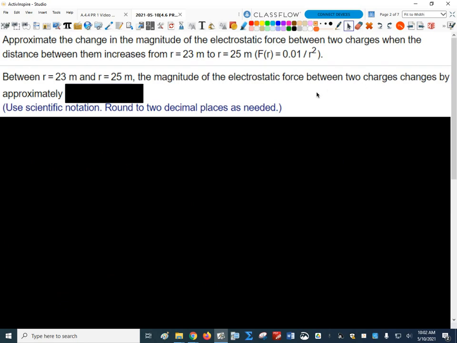And so let's start off by approximating the change in some force function acting between two charged particles. We're looking at the electrostatic forces that are acting. If we were to increase the distance from 23 meters to 25 meters, what would the approximate change in the force be? So here's our function, right? Let's rewrite this: force as a function of distance, r stands for distance.